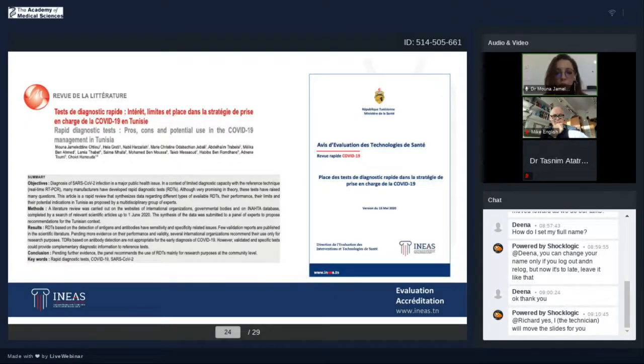We worked on different types of intervention, like, for example, this work on rapid diagnostic tests, that was released in May, and it was asked by a scientific committee, which is shared by the Ministry of Health, in order to know at that time if it's interesting or not to invest in rapid diagnostic tests. And at that time, given that there were not a lot of published reports in the literature regarding this technology, we recommended to use them for research purposes, pending more evidence on their performance, validity, sensitivity, and specificity.